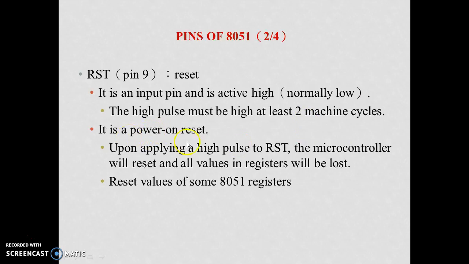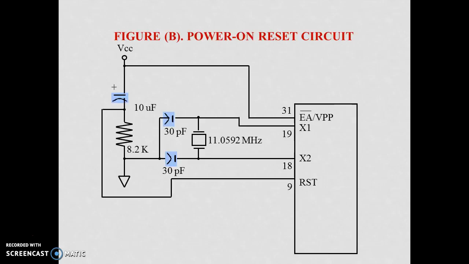So it is also a power on reset. Once we reset, all the data in the registers will be lost. So for this reset purpose we use the RST pin. So this is the power on reset circuit. It is connected to VCC and it is connected to the reset pin. So whenever we press the switch, it gets reset.